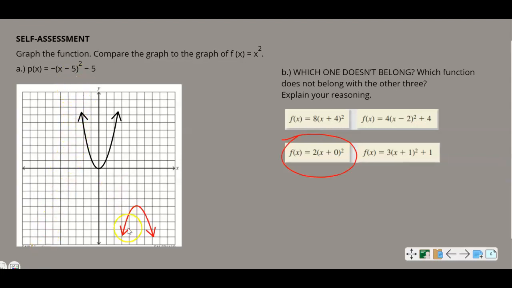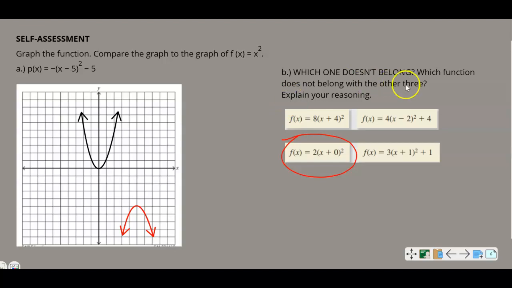All right, so P of X is the red graph here. You can tell it's a reflection. This negative means it's upside down. And then the vertex is going to be at 5, -5. So if you come over 1, 2, 3, 4, 5, 1, 2, 3, 4, 5. So at 5, -5 is the vertex, and then that is just a reflection of that graph upside down.